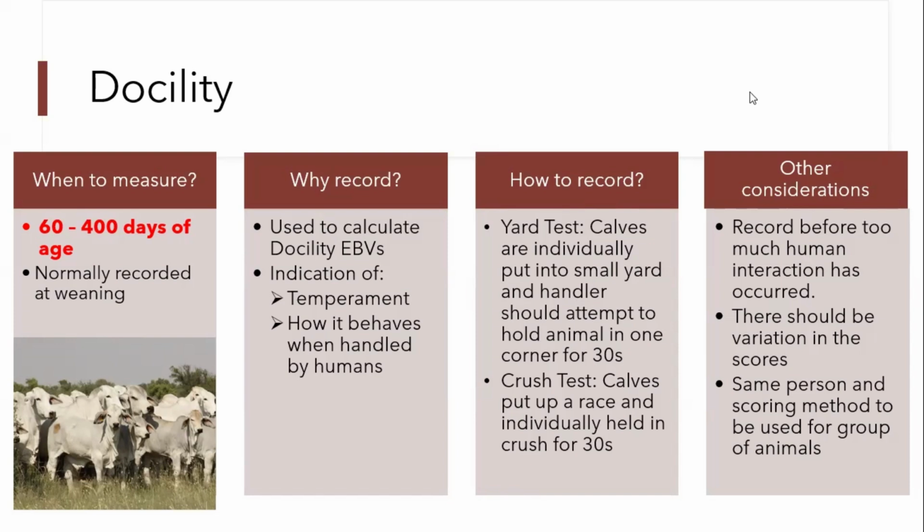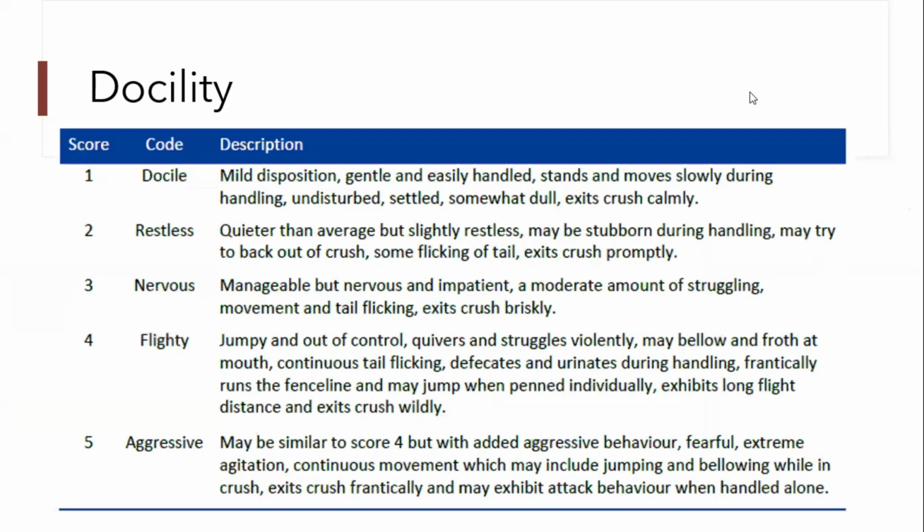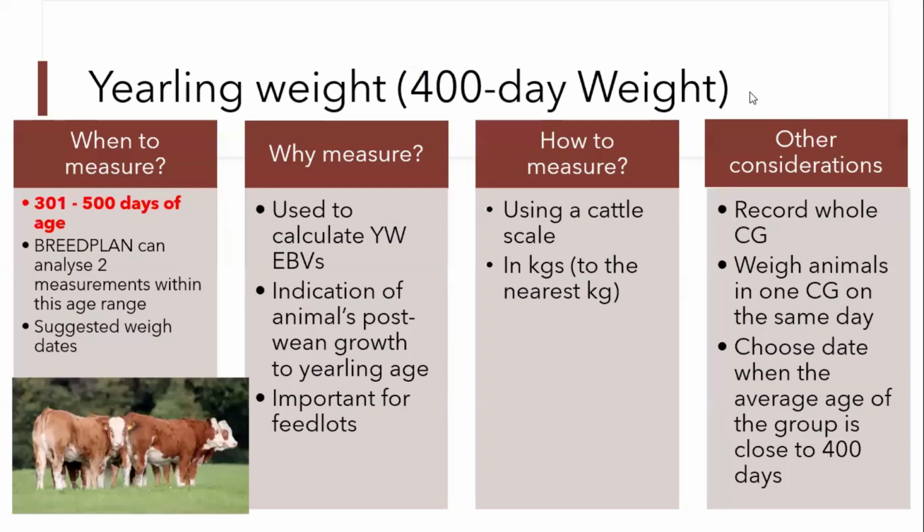And also important, the same person needs to score a whole group of animals, because the score one person gives versus another might differ slightly. But again, we want to pick up the variation within the group. So if one person scores it, there will be variation within the group. So a score of 1 is docile, and as you get to 5, it's very aggressive. You can go through the description of each of these scores on your own.